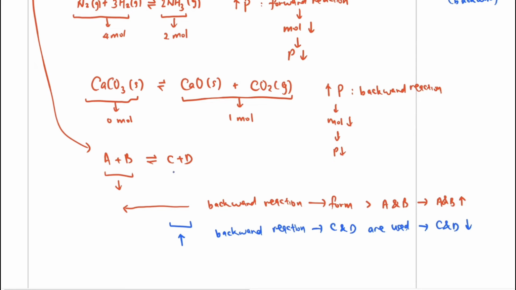What you say is when you increase C and D, some decrease. Yeah. When you increase C and D, then they go backwards. Of course, they form more A and B, I know. They form more and more A and B at the end. But the main concern is that C and D will decrease at the end. So now you see, I said C and D decrease. And our focus is to oppose the change. This is the increase of C and D. So how to oppose the change? The backward reaction has to happen to make the amount decrease.